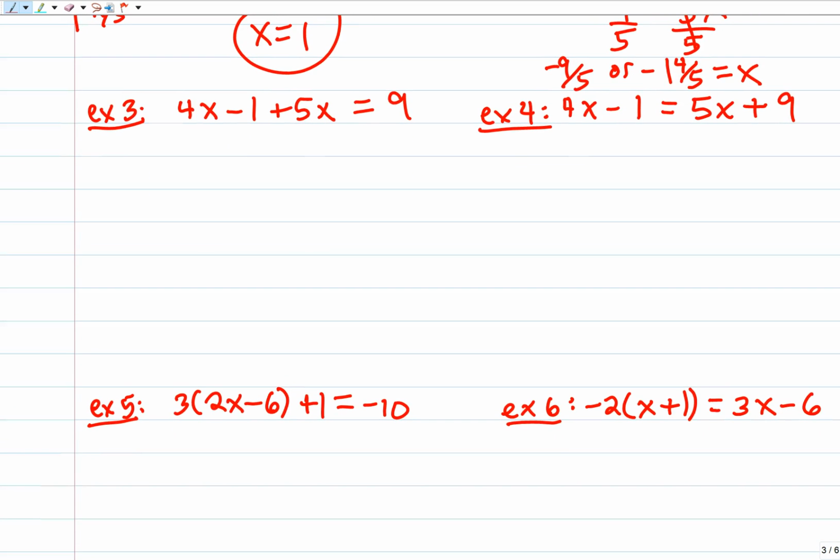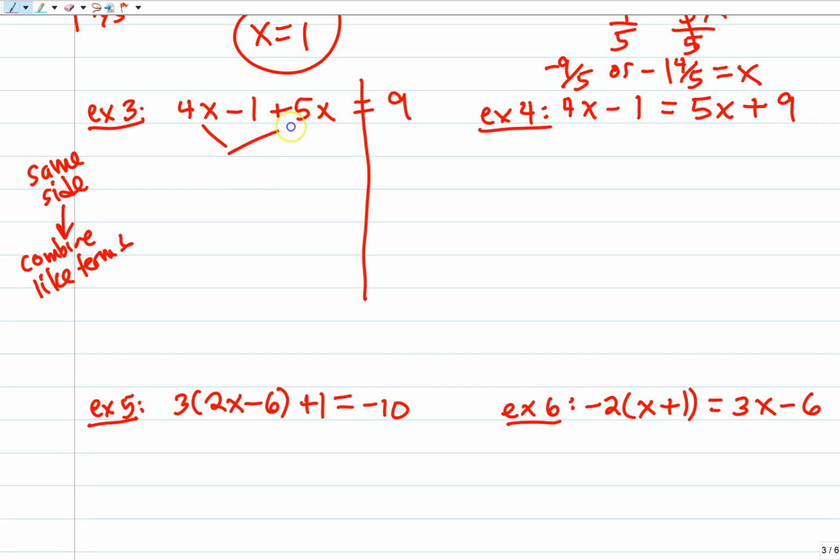What's the issue with question 3? Why can't I say what's happening to x? There's 2 x's, that's a problem, right? I can't just say what's happening to x when there's 2 of them. It's creepy, it's weird, I can't do that. But guess what? Those x's are on the same side, then we can what? Combine like terms.